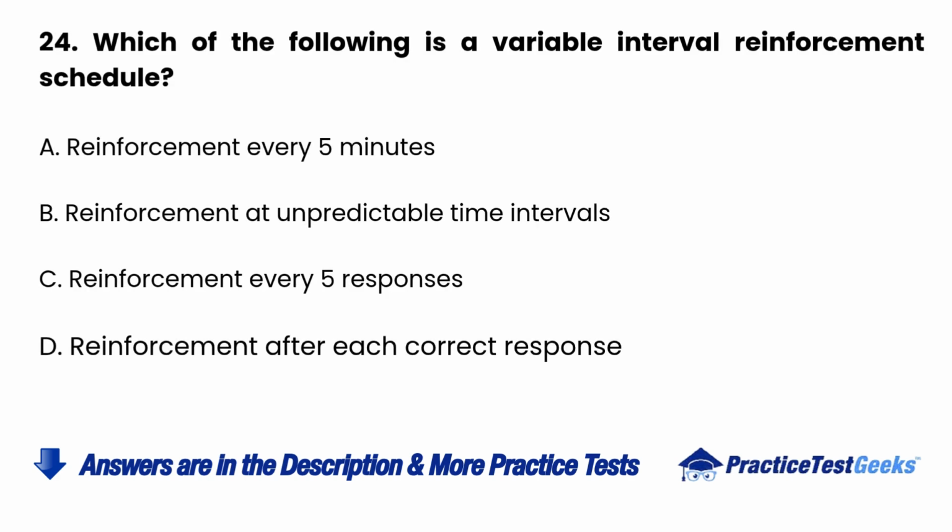24. Which of the following is a variable interval reinforcement schedule? A. Reinforcement every 5 minutes. B. Reinforcement at unpredictable time intervals. C. Reinforcement every 5 responses. D. Reinforcement after each correct response.